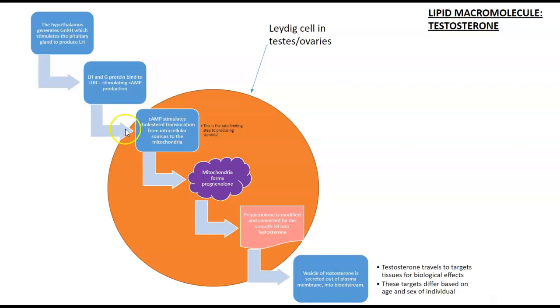cAMP stimulates cholesterol translocation from intracellular sources to the mitochondria. This is known as the rate-limiting step to producing steroids. The mitochondria then forms pregnenolone. Pregnenolone is modified and converted by the smooth ER into testosterone. Testosterone is then secreted out of the plasma membrane into the bloodstream.